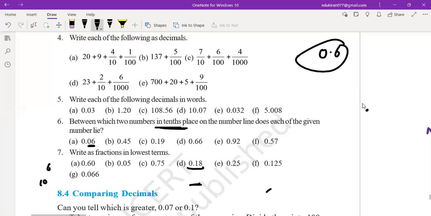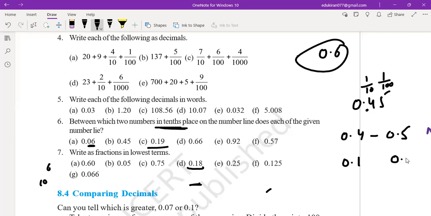Okay. Now coming to the second one, for example, 0.45. Over here, this is 1 upon 10 and this is 1 upon 100. So where will it lie? It will lie between 0.4 and 0.5. Yes or no? Yes, ma'am. This is 0.19, so it will lie between 0.1 and 0.2. Clear? Okay, ma'am. So 0.66, you will tell me. Easy now. Yes, ma'am. So first write these down.